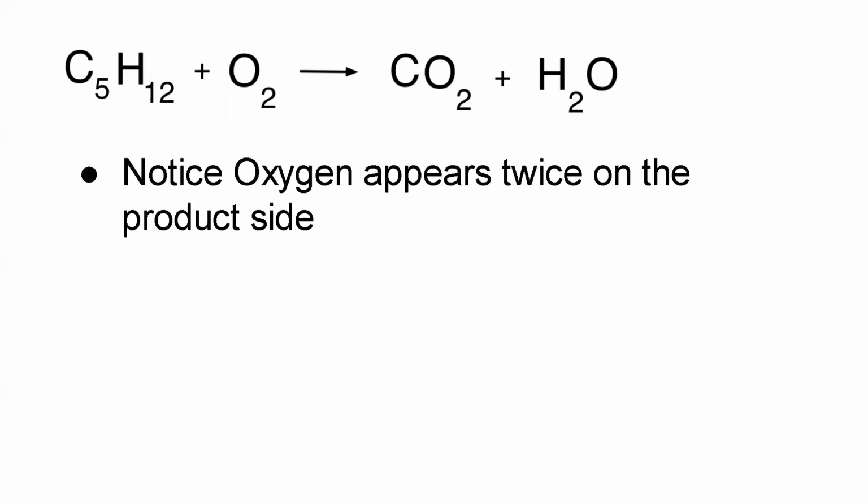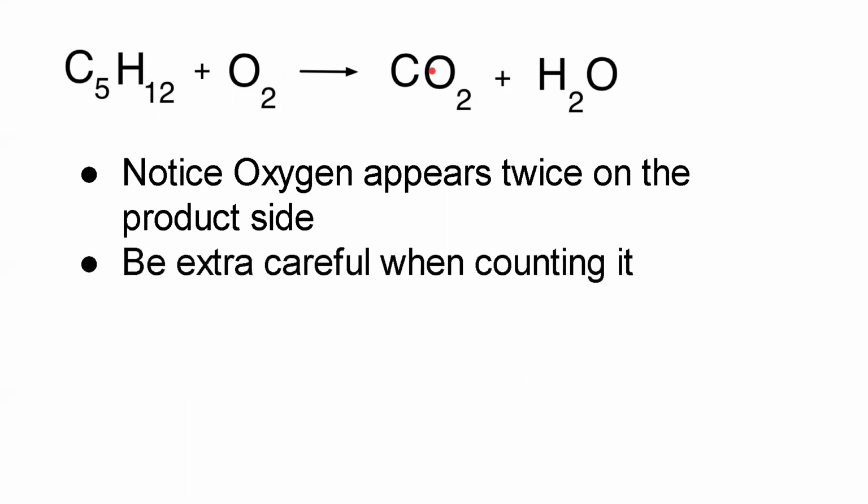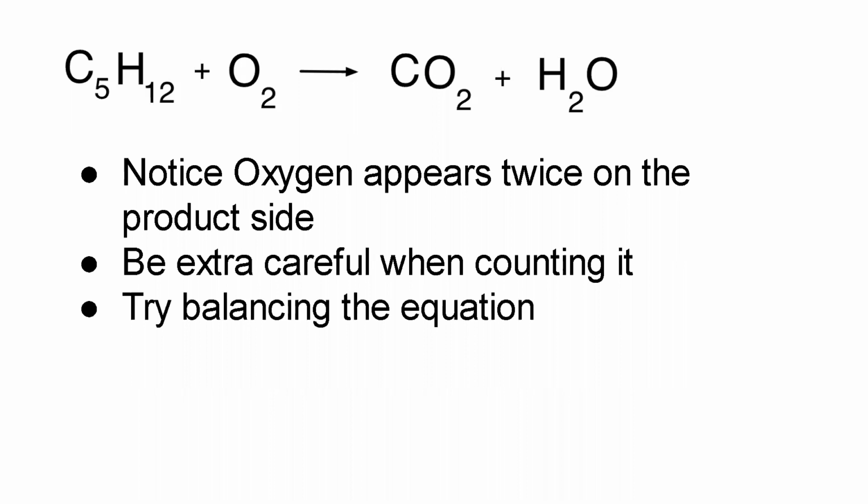Notice how oxygen appears twice on the product side because there's CO2 and H2O. So when you count, you just count both of them. Try balancing this equation. I'll give you like a minute or 30 seconds to do this. It's not as complex, but you can see there's a big 12 behind the H in the beginning. So go ahead and try to figure this one out.